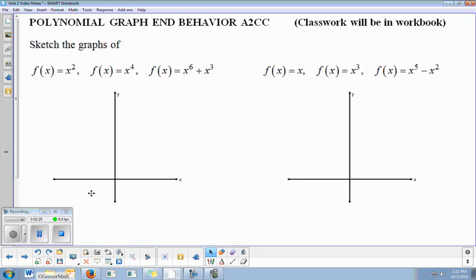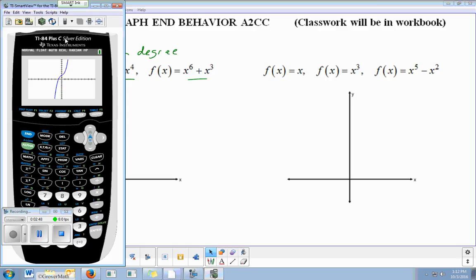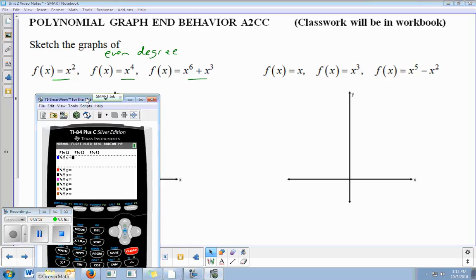But let me get into what this is all really talking about. So the first thing we want to do is look at some of these sketches here. And I'll tell you right now that these first three graphs are all even degree graphs. The highest exponent is even. The highest exponent is 2, highest exponent is 4, highest exponent is 3. All three of these graphs are even degree graphs. So let's take a look at each of these in our calculator and see what they have in common and what's different about them.